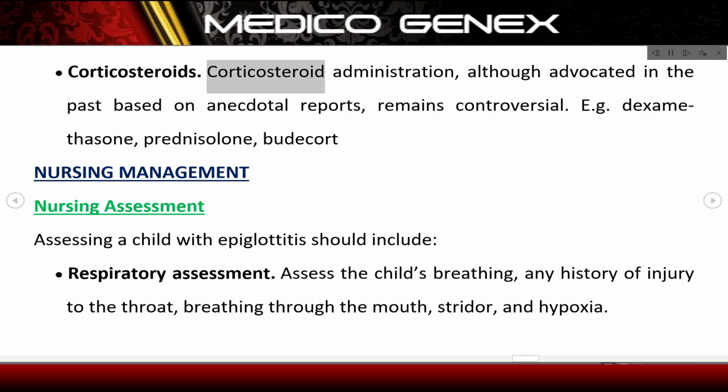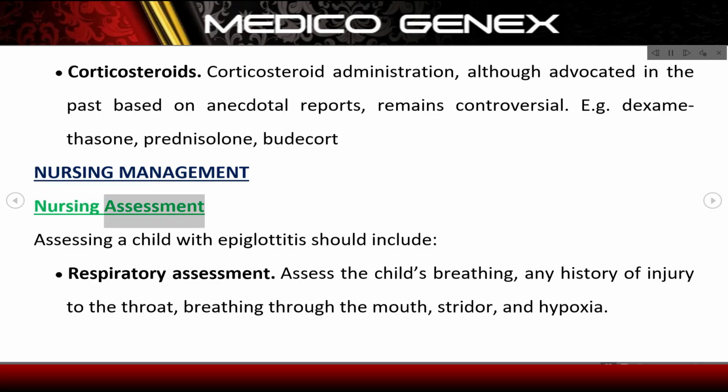Corticosteroids. Corticosteroid administration, although advocated in the past based on anecdotal reports, remains controversial. E.g. dexamethasone, prednisolone, Budecort. Nursing management.